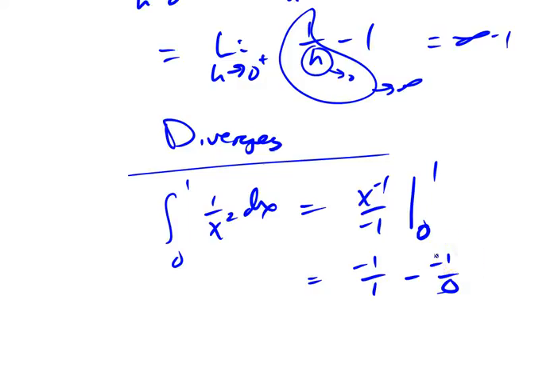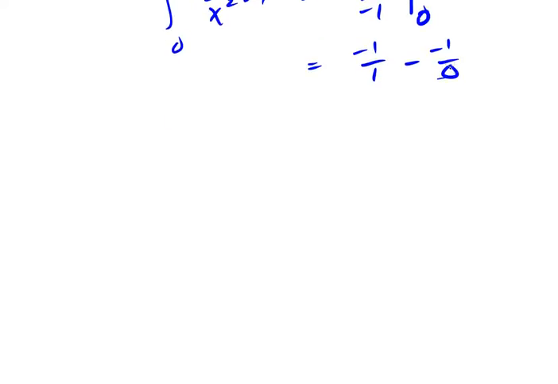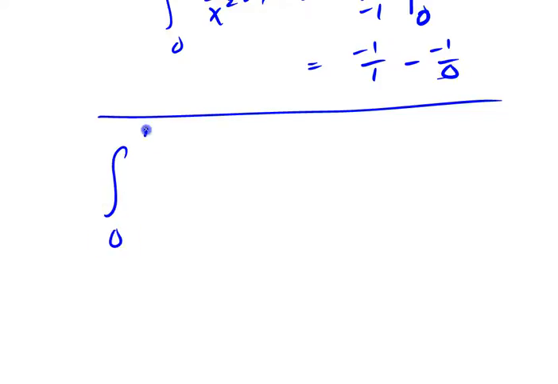So it's quite often the case that I don't worry about writing the limit. I just plug it in and take a look at what that form looks like. If it's somewhat of an indeterminate form, then I may have to actually take a limit and be a little more careful. Let's try another one. Let's try the integral from 0 to 1 of 1 over the square root of x.